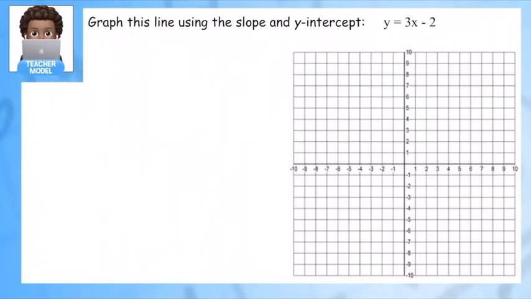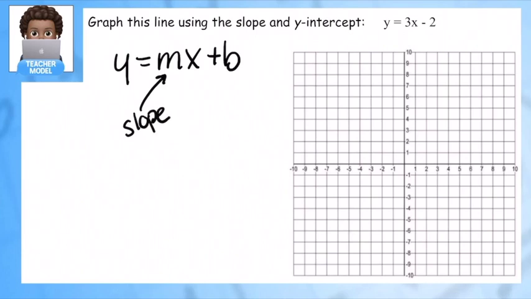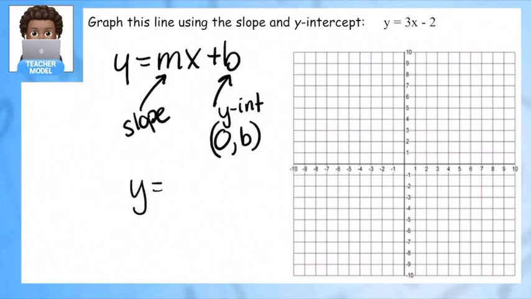Let's use what we already know about slope-intercept form in order to graph this line. We know the expression y equals mx plus b. We know our m is our slope, and we know b represents our y-intercept, or (0, b). So given this information, I can take this equation, which is already in slope-intercept form, y equals 3x minus 2, and I can create a line.